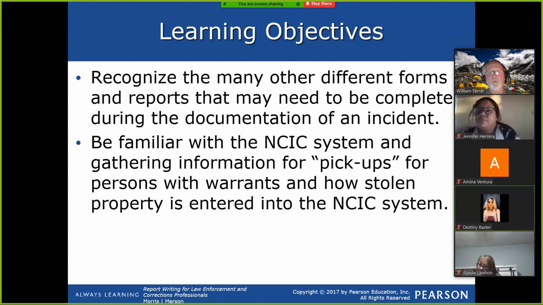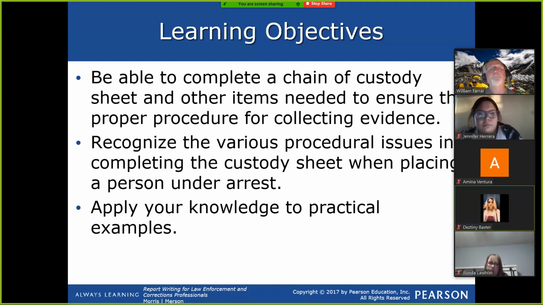That's kind of what we're going to talk about here, and I'm going to show you a couple different teletypes so you can kind of see what they look like. But we want you to be familiar with some of these things, especially the NCIC system, which is really important because this is where a lot of your entries for stolen property, stolen vehicles, and things like that go into.